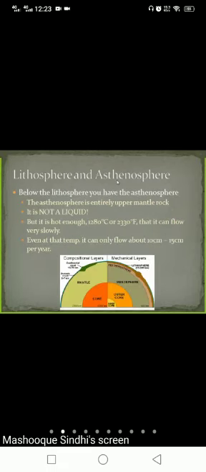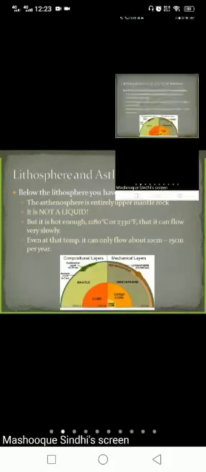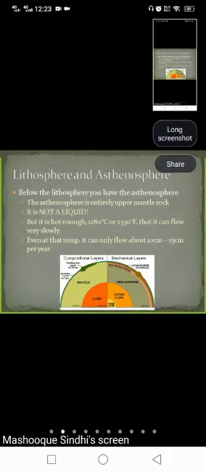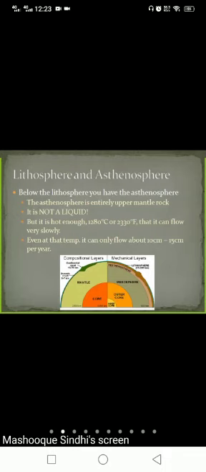Lithosphere and asthenosphere. Below the lithosphere, you have the asthenosphere. The asthenosphere is entirely upper mantle rock. It is not a liquid, but it is hot enough, 1280 degrees centigrade or 2330 Fahrenheit, that it can flow very slowly. Even at that temperature, it can only flow about 10 to 15 centimeters per year.